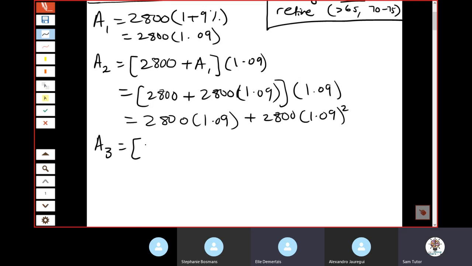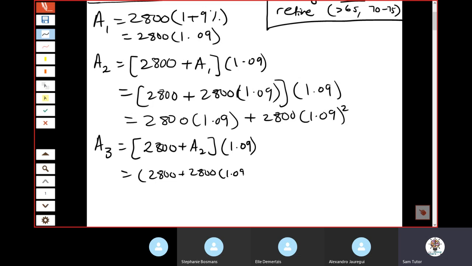So tell me. In A3, at the beginning, you've got to put in how much? 2,800. On top of? A2. And then that's going to grow for? 1.09. Done. And then you're going to replace A2 for all of this thing, which will look like this. And then you're going to multiply all of that by 1.09. Make sense?